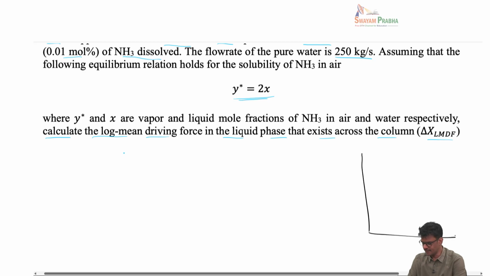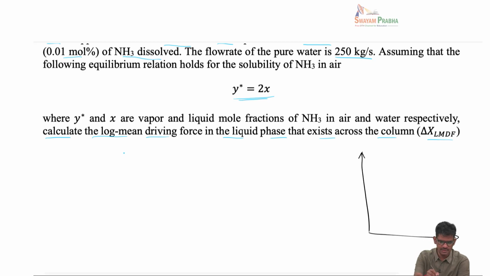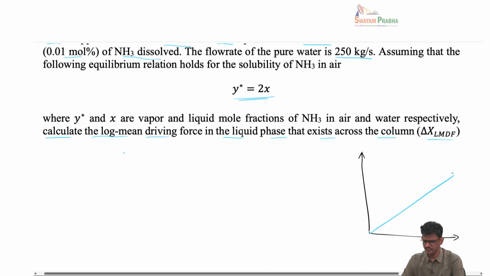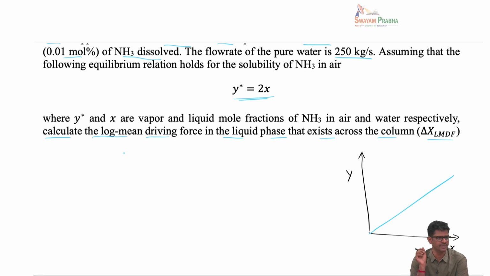Graphically, what we are willing to do is, let's say you have an equilibrium line here, and how will the operating line for a co-current stripping operation be in this plot? Any guesses? Can I just draw like this?